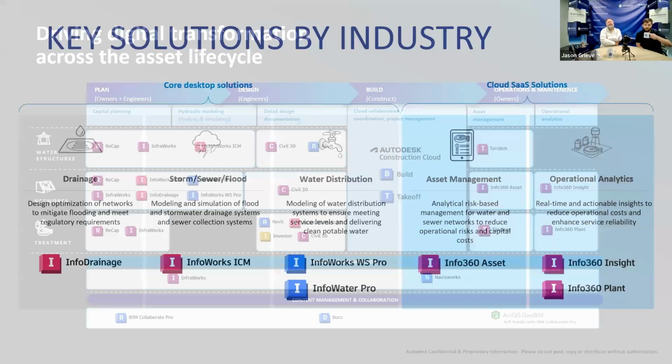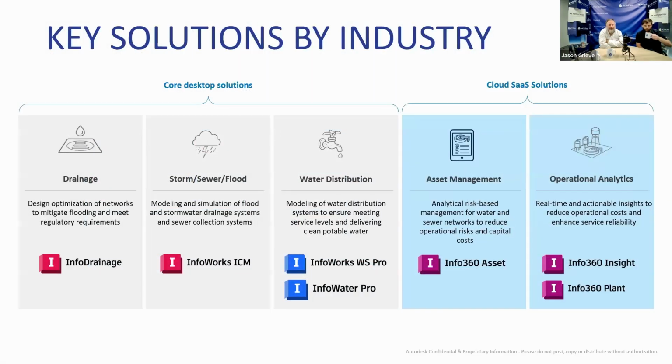If we break it down into key solutions, we have our core distribution products like we have in the ACC construction products, where we would have tools that are running on your desktops. These are your InfoDrainage, which is for your drainage design. So if you've got customers or you have requirements for designing optimized networks to mitigate floods and regulatory compliance, then InfoDrainage is a product for you. InfoWorks ICM is your storm, sewer, and flood tool. This is where you do your simulation of drainage systems and sewage collection services.